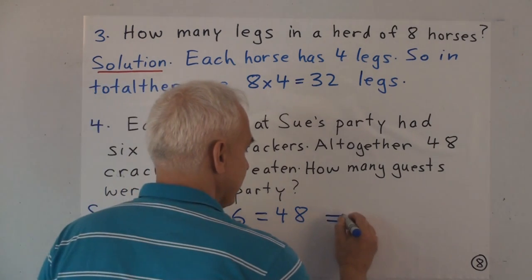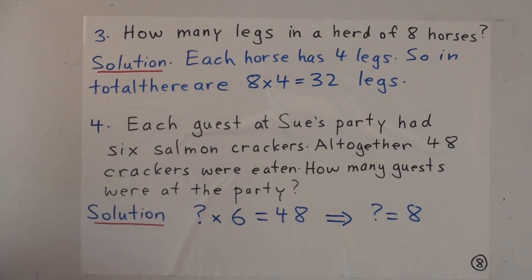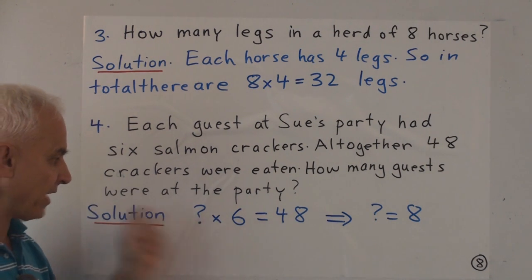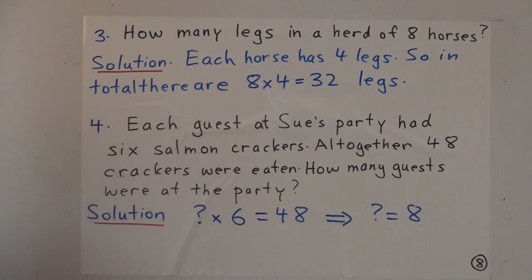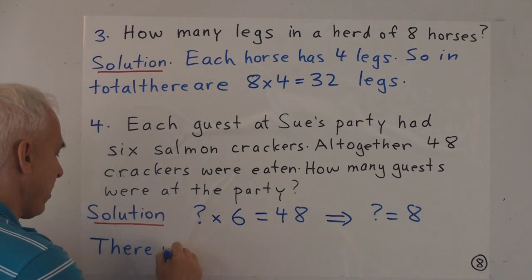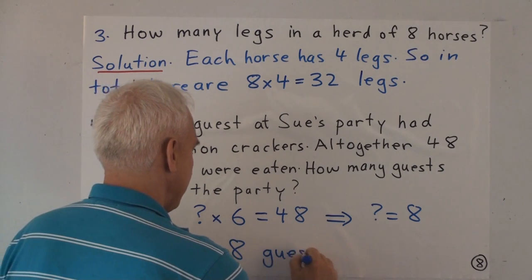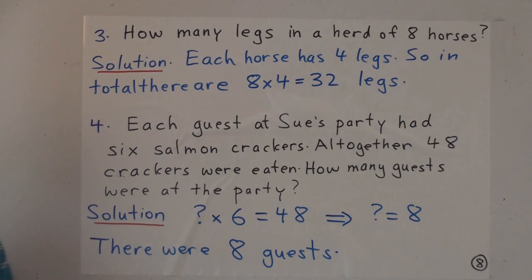So we can maybe write mystery number equals 8. This sort of expresses our thinking. We have some mystery number times 6 equals 48. And by going through the table, we figure out that the mystery number has to be 8. And then we express that in a final sentence. We're asked how many guests were at the party. So we write, there were 8 guests. And we've solved the problem.